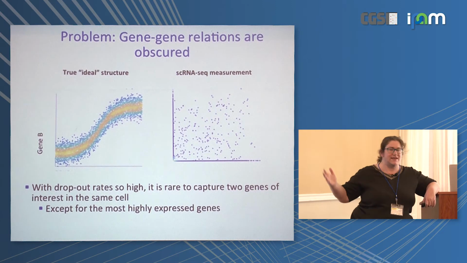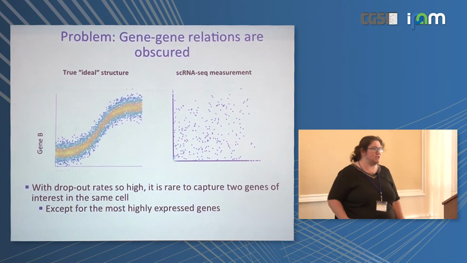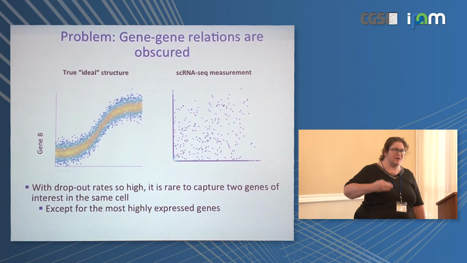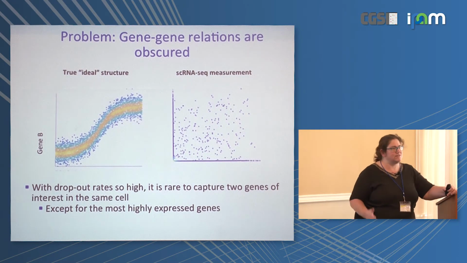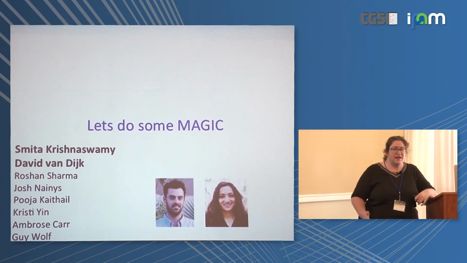Your ability to see that relationship is completely gone, and people have been complaining about the fact that you can't get these gene-gene relations out of single-cell RNA-seq data. In fact, that was the big complaint of the recent big Keystone conference in single-cell omics. Half the talks were whining about this problem with the gene-gene relations. So we came up with a fix.